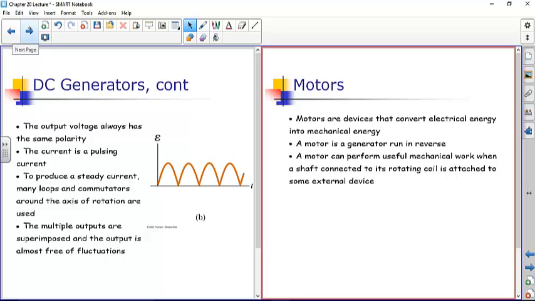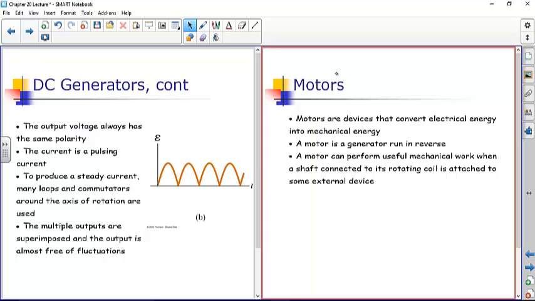Most of the places before electric cars and things like that, you typically used them as one or the other. You had a generator at a power plant, you had a motor to run something, but nowadays you are using them kind of in both directions.